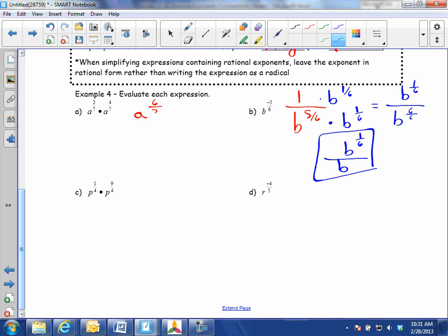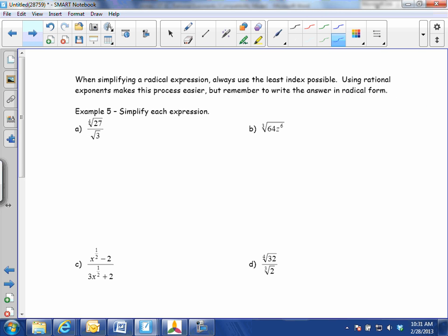Do I need to do more examples like these, or do you guys got it? Got it? Yes? Okay, let's go on here. It says when simplifying a radical expression, always use the least index possible. Index is the number that tells us what the root is, in this case like fourth root. So using rational exponents makes the process easier, but remember to write the answer in radical form. In other words, if they start with boxes, your answer needs to have a box at the end. Don't leave it with fractions. But it's a whole lot easier to work these problems if you put them as fractions first and then transfer them at the end.